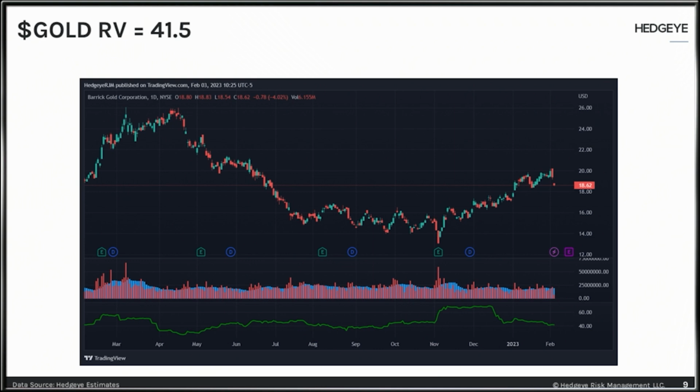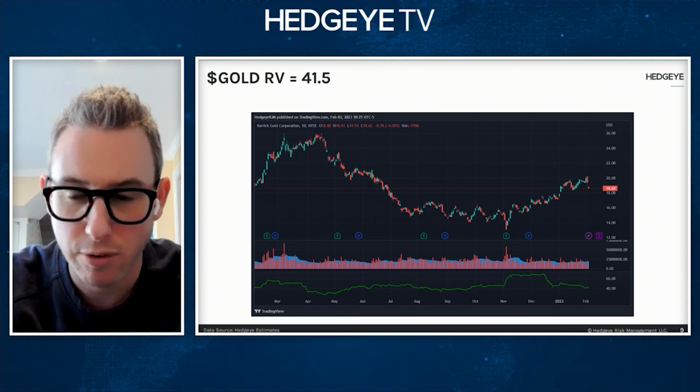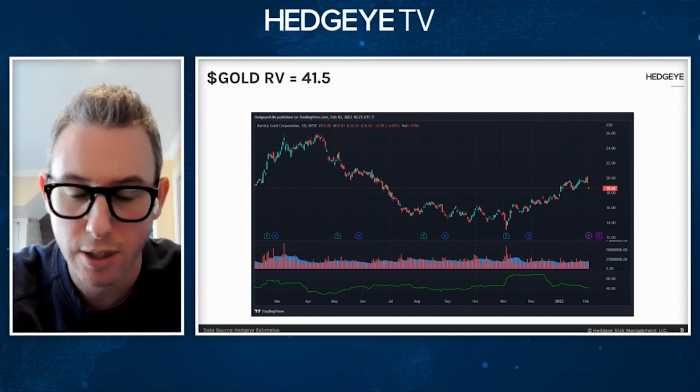But the real thing I wanted to show is the difference between an individual security and an ETF that's associated with it. So Barrick Gold has a realized volatility of 41.5 on a 30-day look back window. That would be that green line there on the bottom. Just to give you an idea of what's on this chart, this is from TradingView, and this green line is an indicator.